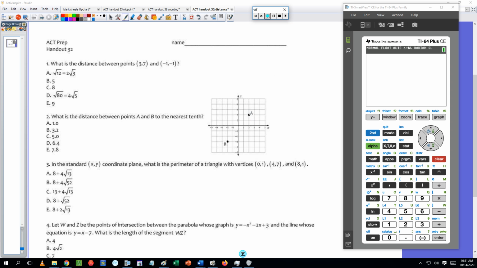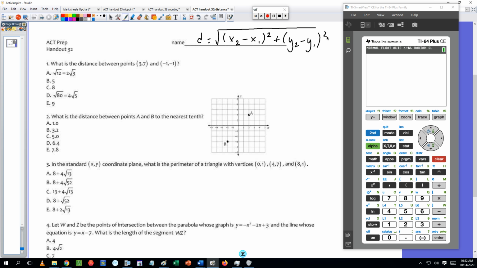Here we're going to be finding some distances. You'll need to remember your distance formula. Distance is equal to a large square root. You take your two x's, you subtract those squared. You take your two y's and you subtract those squared.